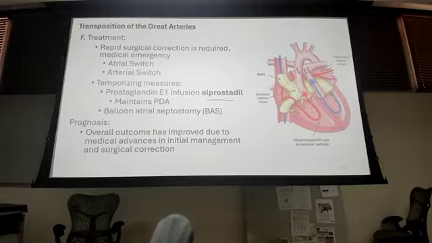Okay? And then ultimately, we can either do this atrial switch procedure that you see down here, where I put all this fancy tubing in to redirect the flow of blood, or I just go in and remove those great vessels and move them to where they should be attached. Okay.